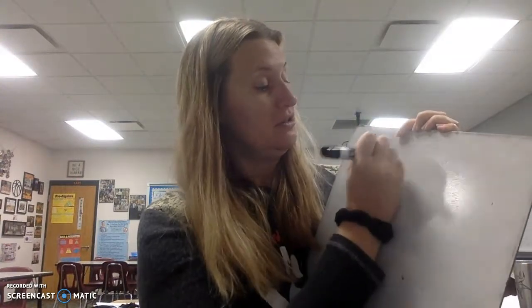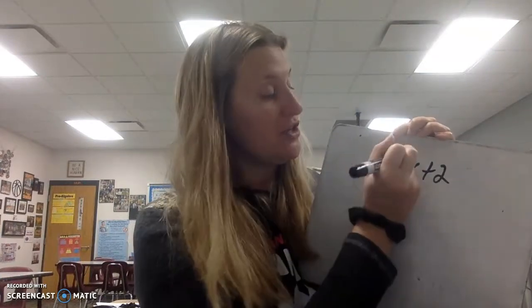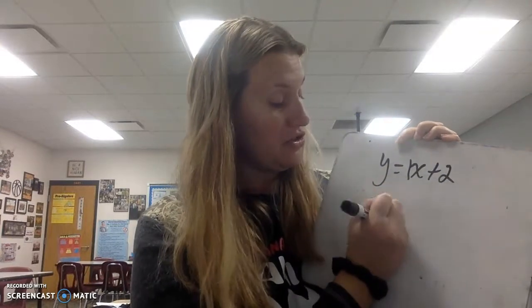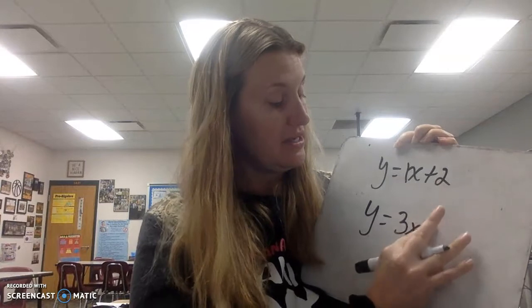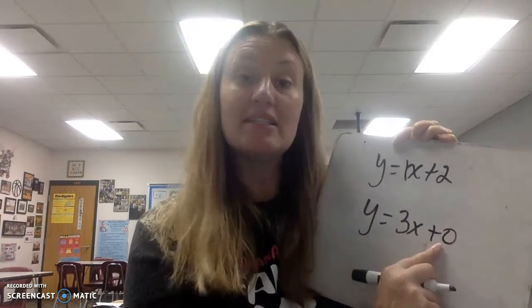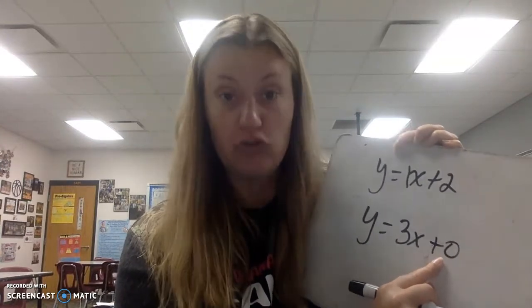Also, remember that if you don't see a coefficient, there always is one. So technically my slope there is 1. Also, if you see just this, remember that that means technically you're adding 0, and so your y-intercept is 0. So you want to make sure that you start there.